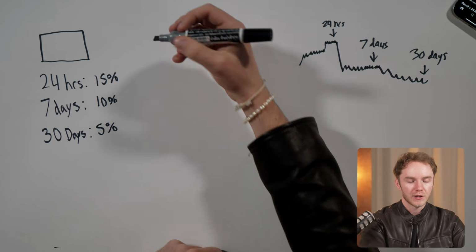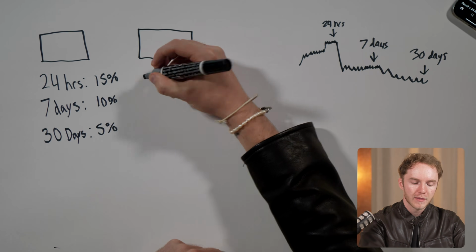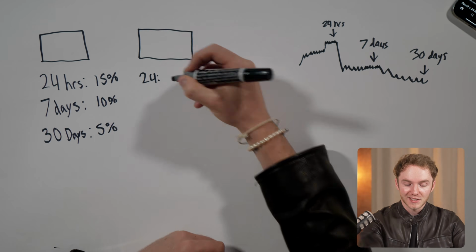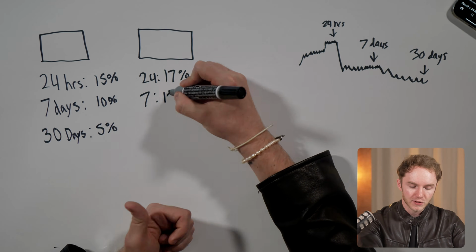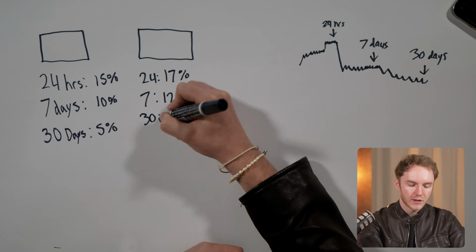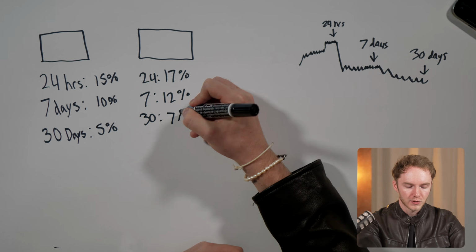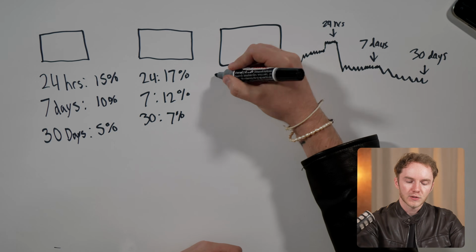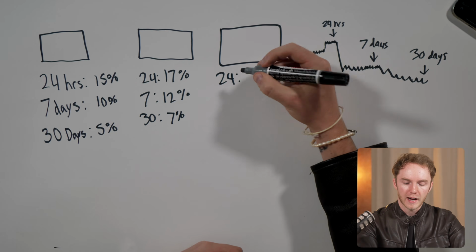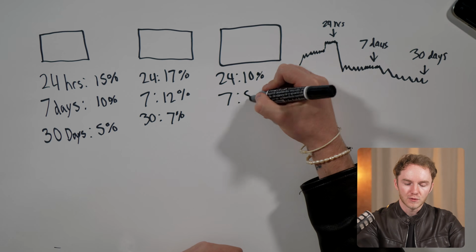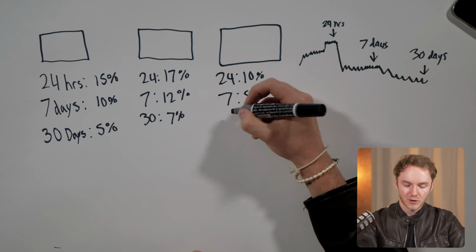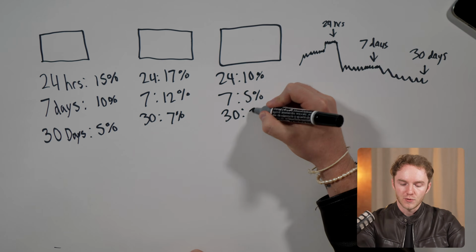So that is our first video. Then we need to analyze our second video. And maybe that one in the first 24 hours, let's say 17%. Then after 7 days, let's say 12%. Then after 30 days, that video went down to 7%. Now we have video 3. This one after 24 hours went down to 10%. Then after 7 days, this one went down to 5%. Then after 30 days, this video went down to 3%.